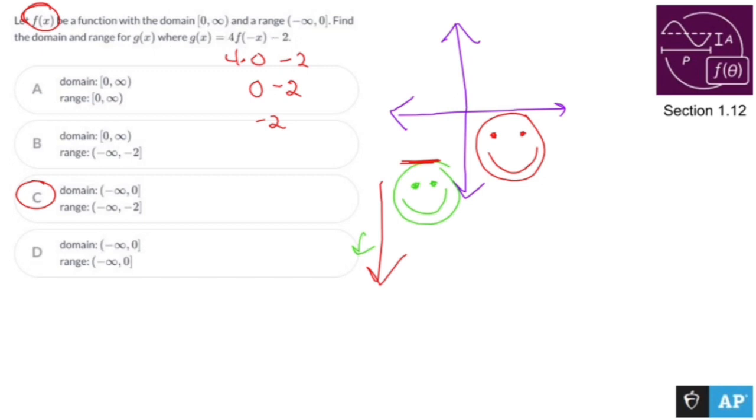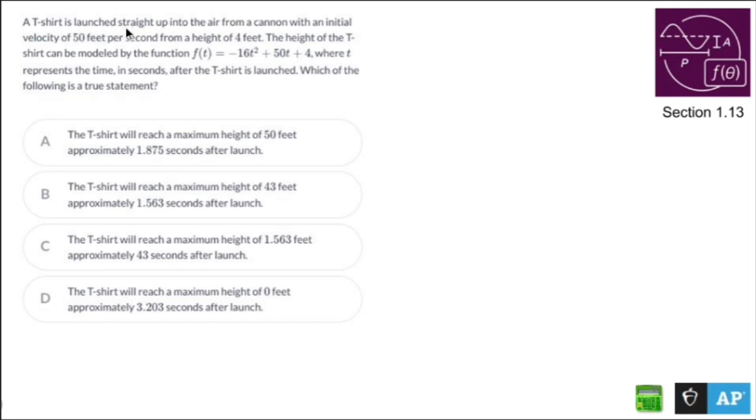A t-shirt is launched straight up into the air from a cannon with an initial velocity of 50 feet per second. From a height of 4 feet, the height of the t-shirt can be modeled by this function right here. Man, it sounds like we're at a baseball game or something. Good old t-shirt cannon stuff. T is time in seconds. Which of the following is a true statement?